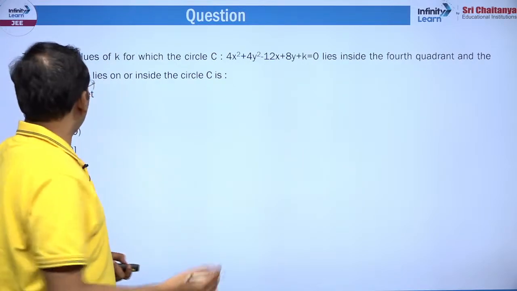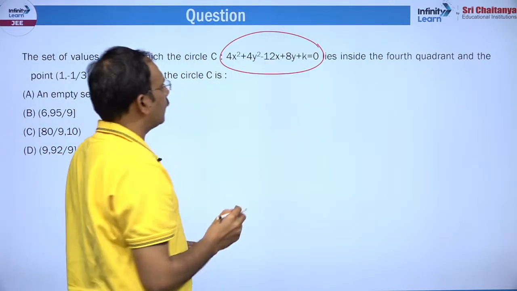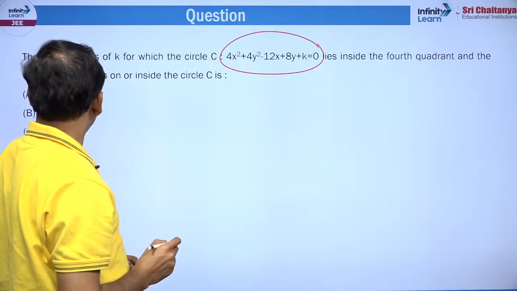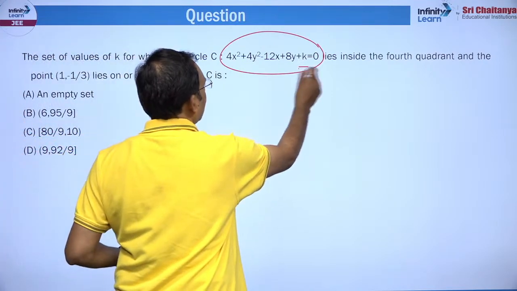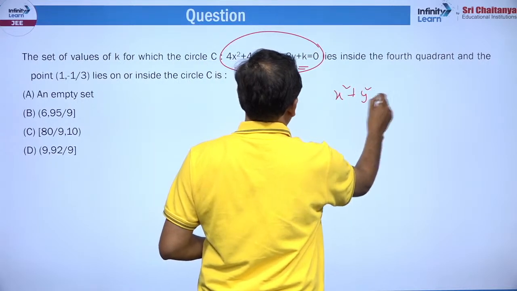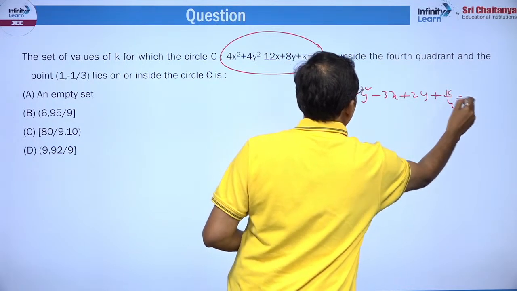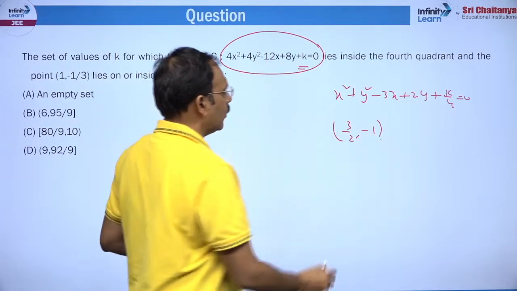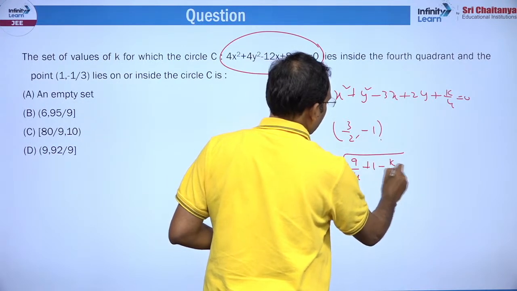Next, the set of all values of k for which this circle lies inside the fourth quadrant and the point 1 comma minus 1 by 3 lies inside the circle C. You see, friends, this particular k is the only unknown. You can just simplify this: x square plus y square minus 3x plus 2y plus k by 4 equal to 0. The center is 3 by 2 comma minus 1 and radius is going to be, friends, root of 9 by 4 plus 1 minus k by 4.